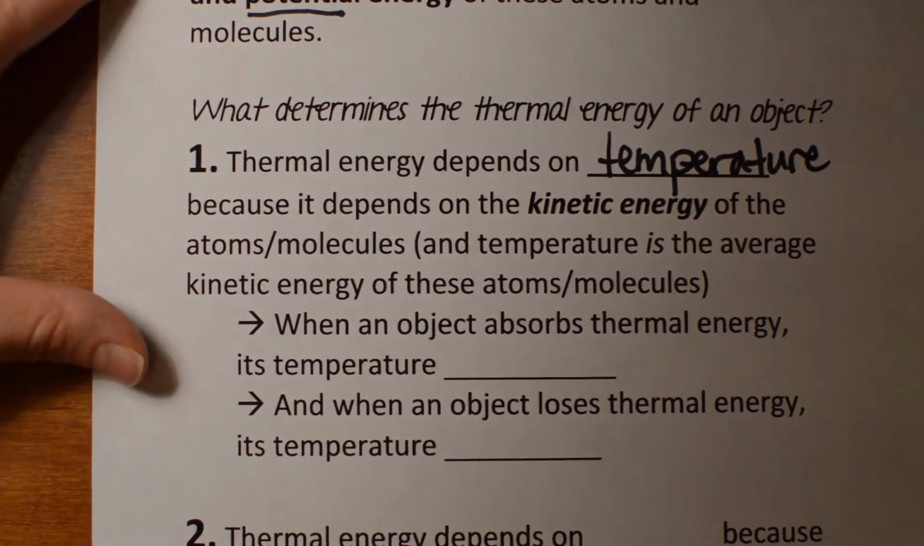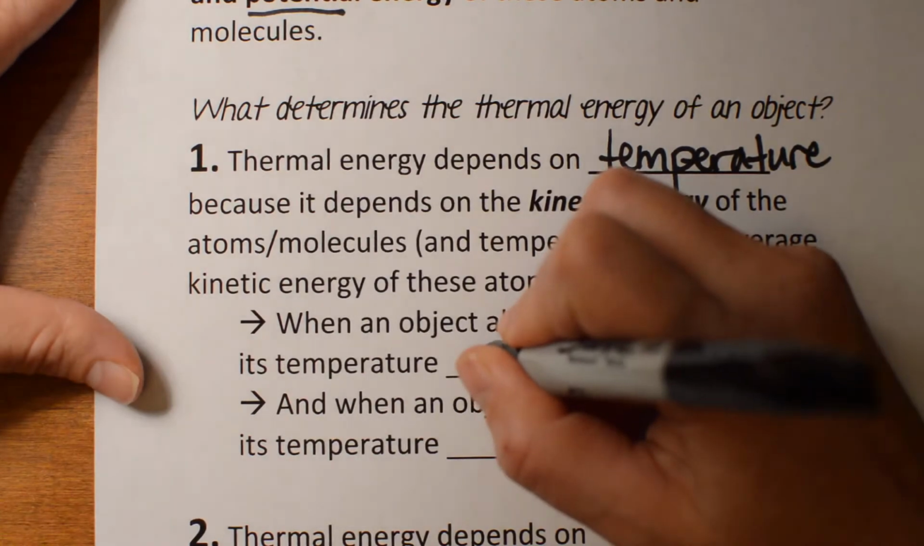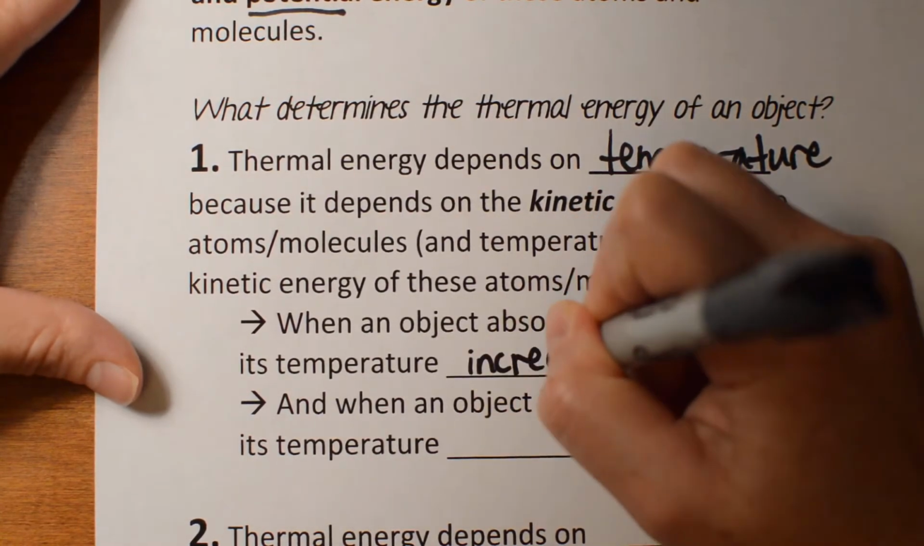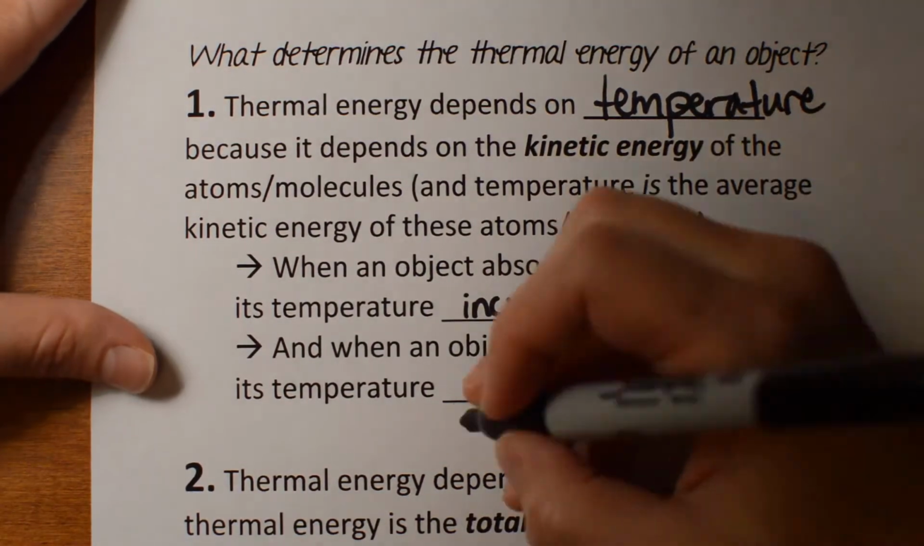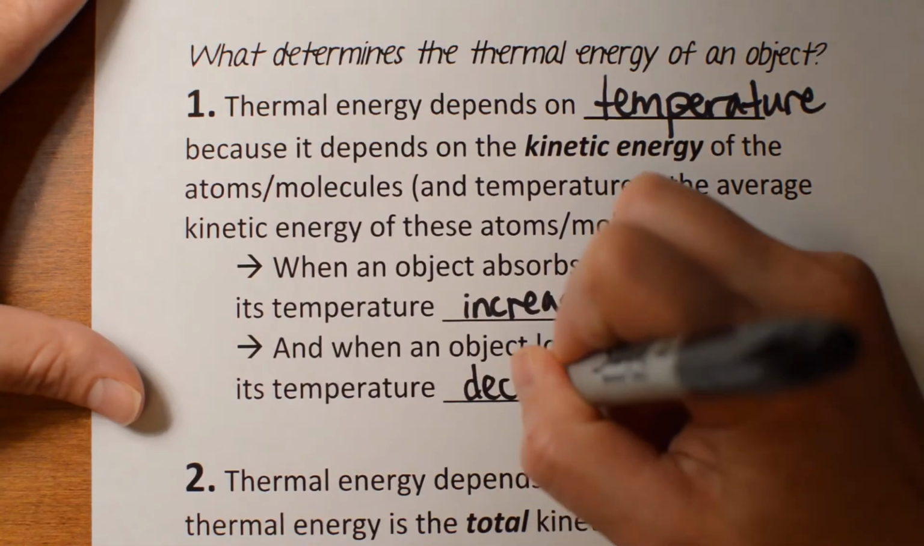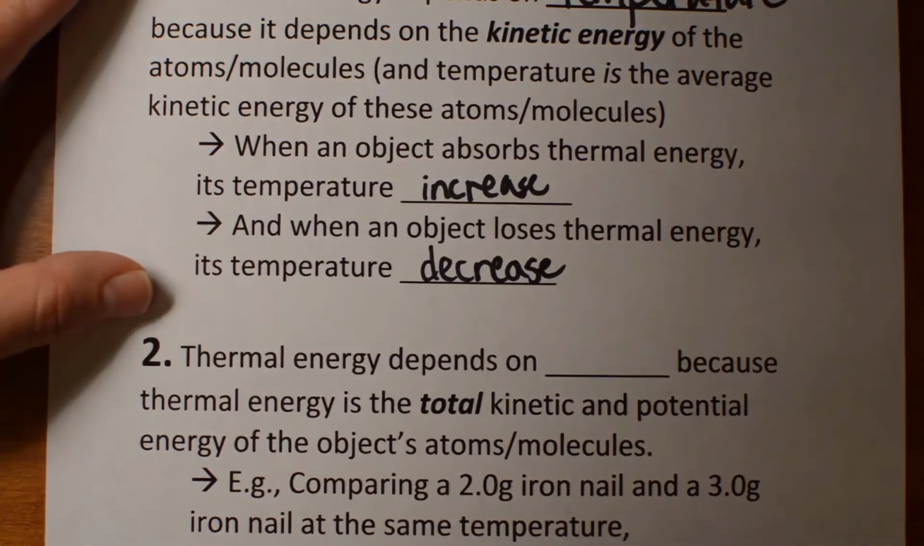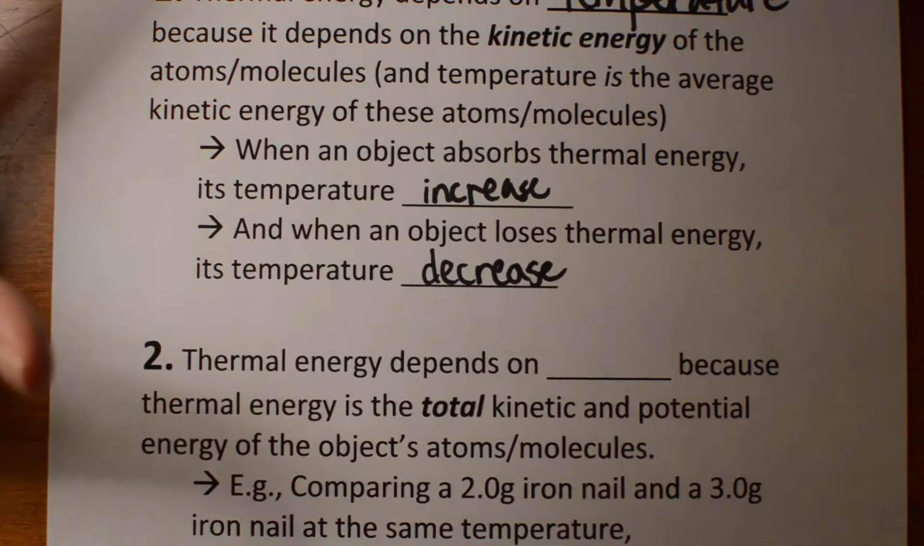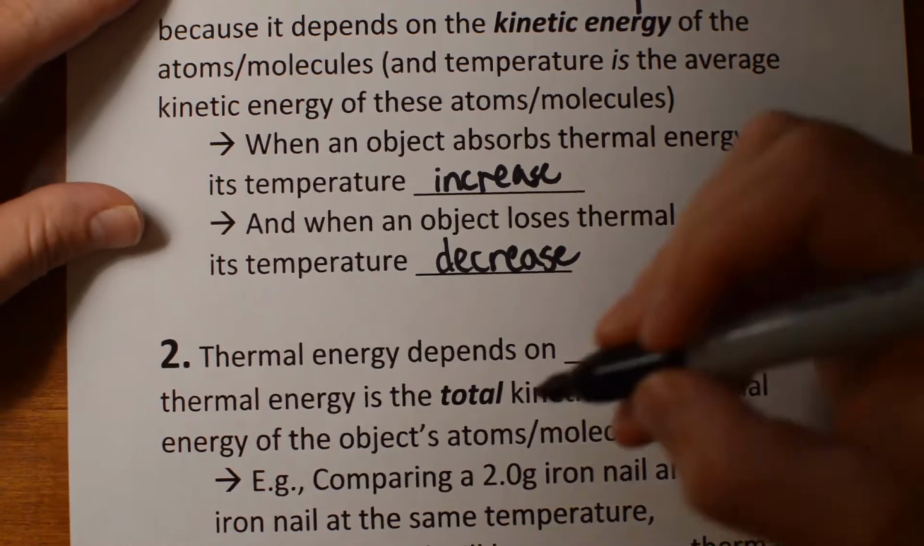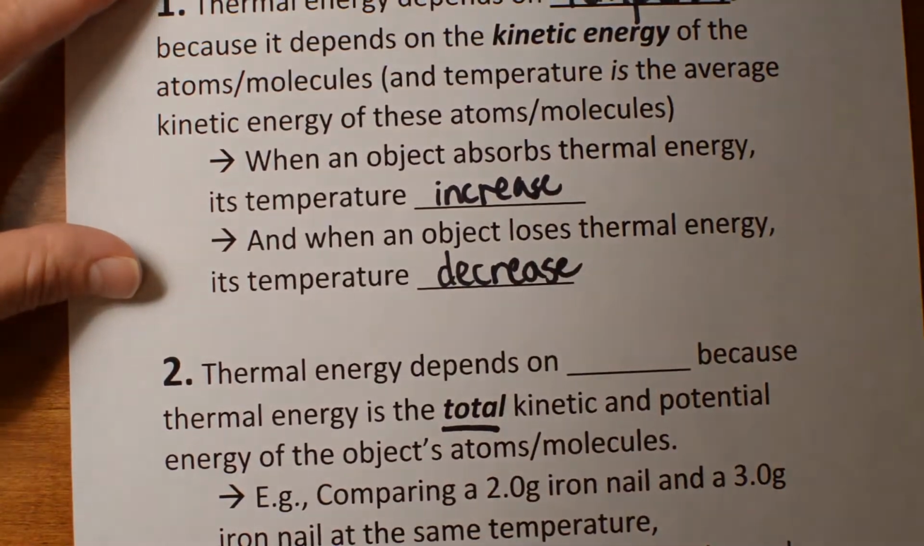Basically, if an object absorbs thermal energy, its temperature will go up, will increase. If an object loses thermal energy, then its temperature will decrease. It'll go down, be cooler. That's not all, though, that thermal energy depends on. It's more than just kinetic energy. So it's not just an average, it's a total energy.